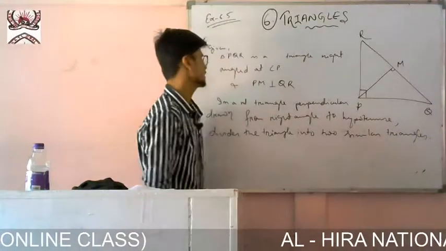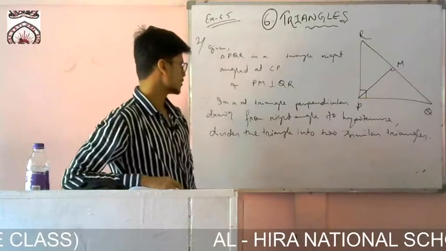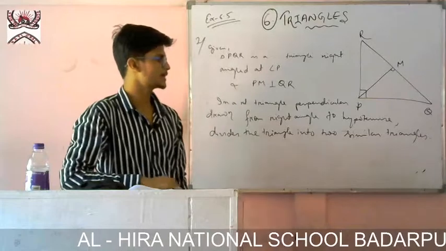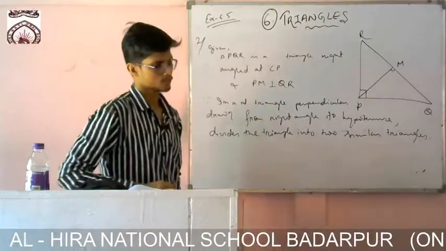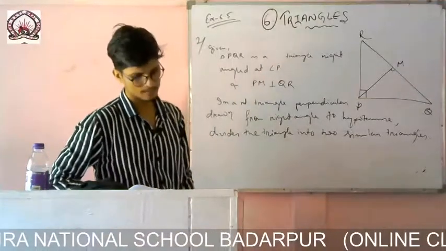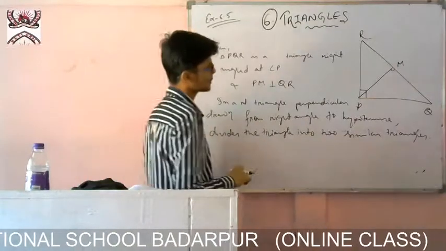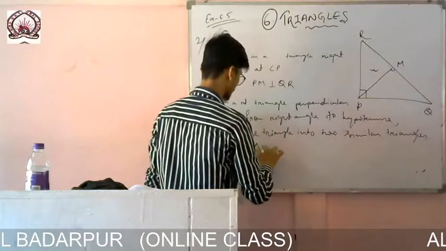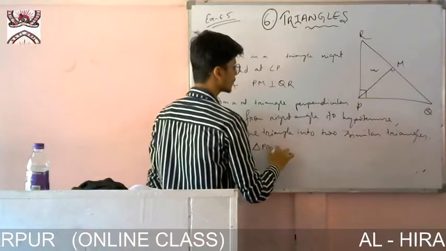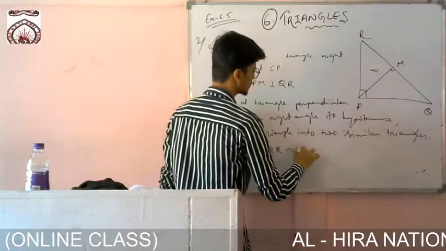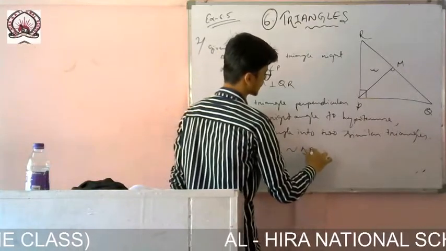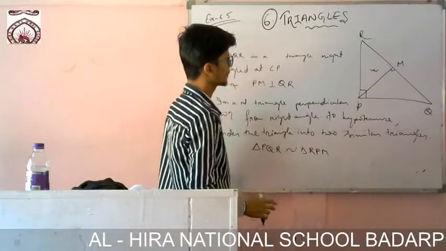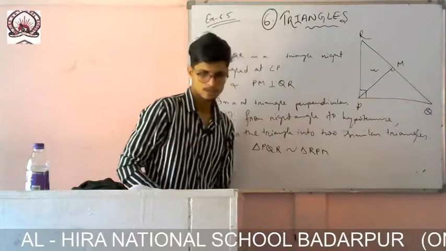In a right triangle, a perpendicular drawn from the right angle to the hypotenuse divides the triangle into two similar triangles. So I can say that triangle PQR will be similar to triangle RPM. This one we are taking. So triangle PQR is similar to triangle RPM, or RMP, you can write the same thing.